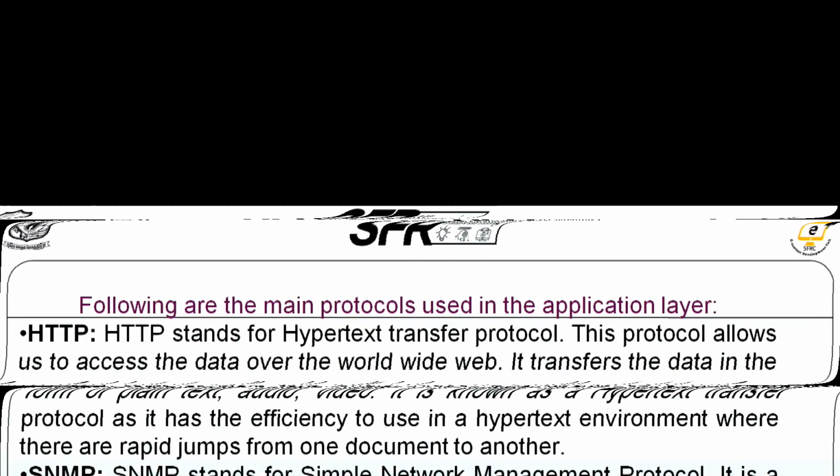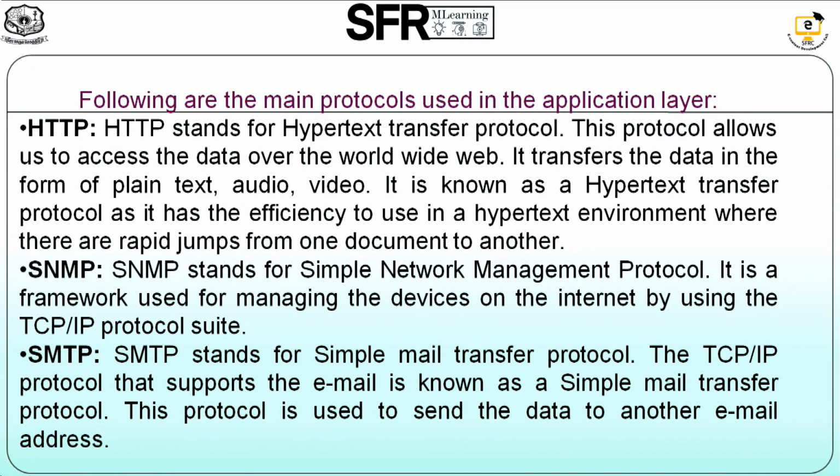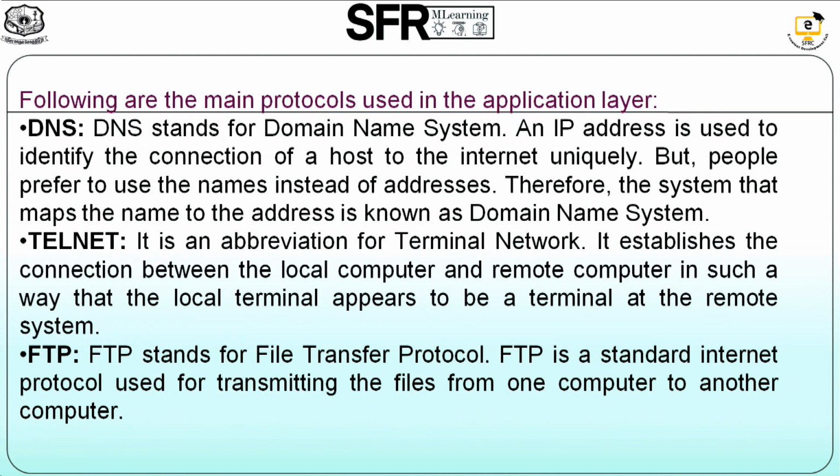First one is HTTP. It stands for Hypertext Transfer Protocol. It allows us to access data over the World Wide Web. HTTP means hypertext, so it includes plain text, audio and video. Next is SNMP, which stands for Simple Network Management Protocol. It is a framework used for managing devices on the internet by using the TCP/IP protocol suite. SMTP stands for Simple Mail Transfer Protocol. The TCP/IP protocol supports email using the Simple Mail Transfer Protocol.